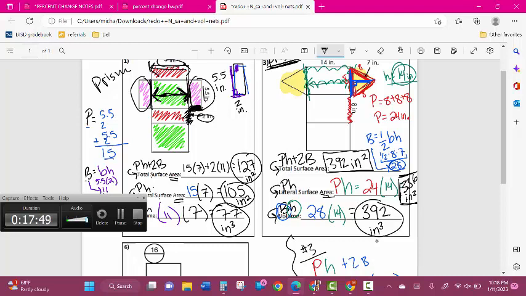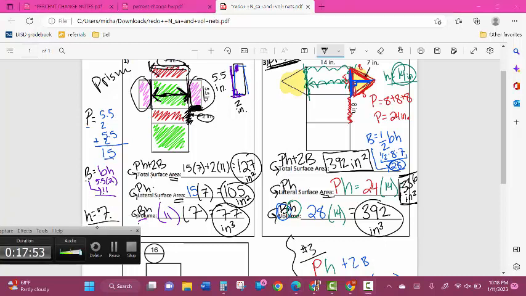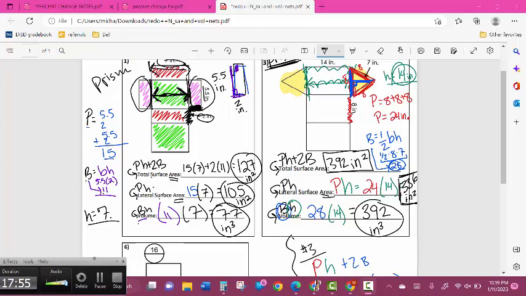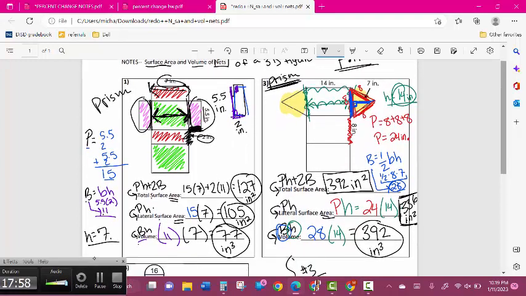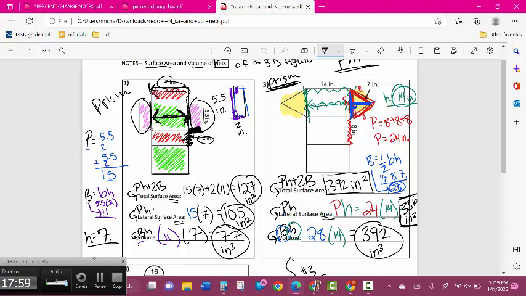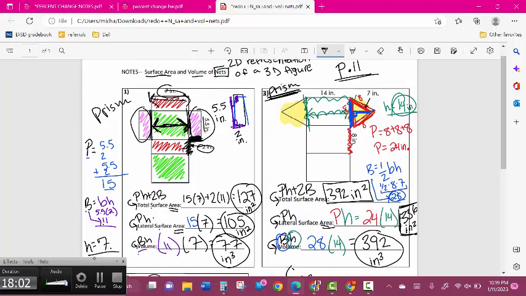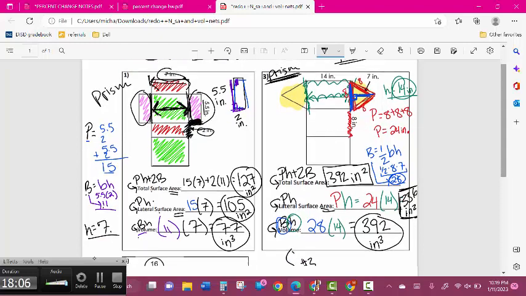Alrighty. So go ahead, take a moment to pause if you need to write any of this stuff down. I hope you all have it written down.